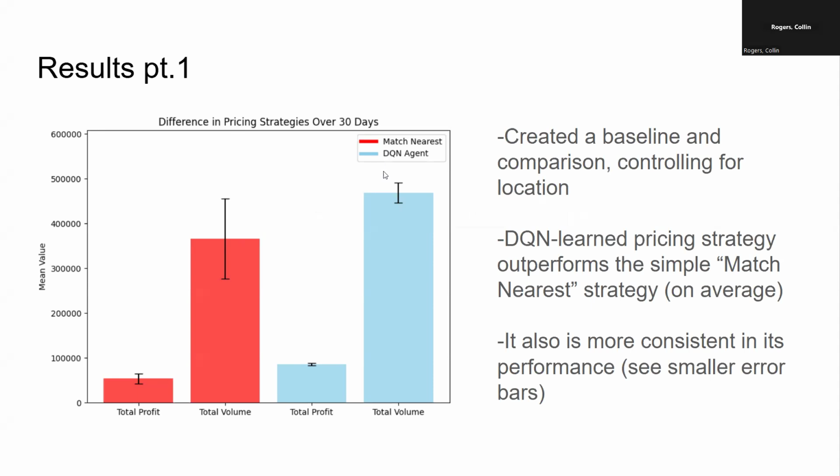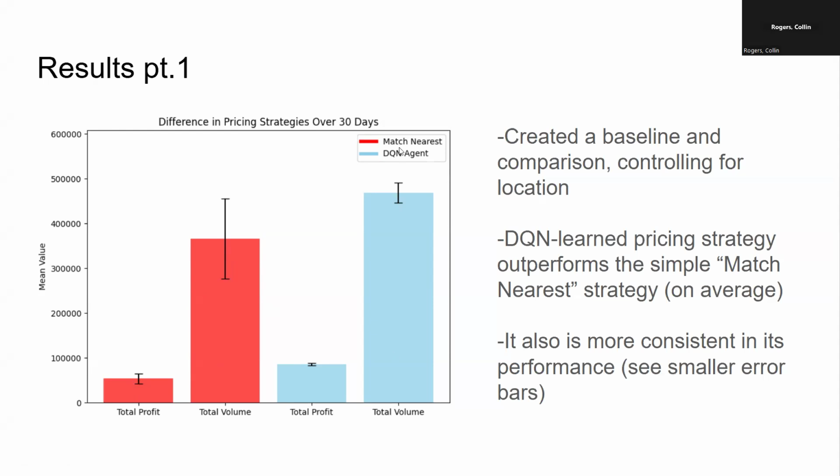we ran 20 simulations. We changed the pricing strategy for that blue gas station to match nearest, and did that 20 times. In each simulation, the duration was 30 days, and we added up the total profit and total volume that the gas station got in all those days and all those simulations, and that's the red bars here. It shows the average out of the 20 simulations.